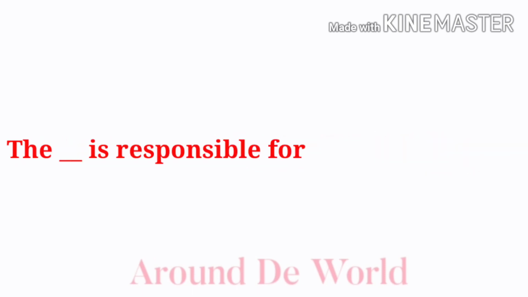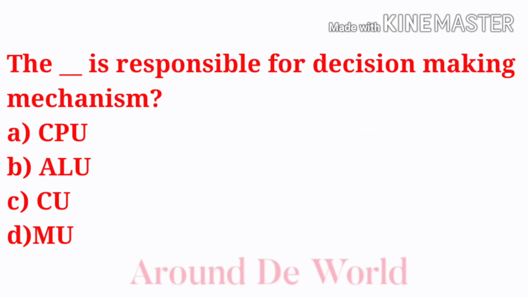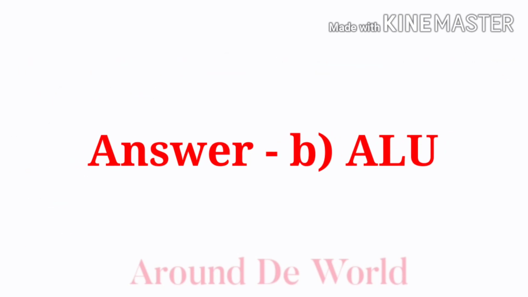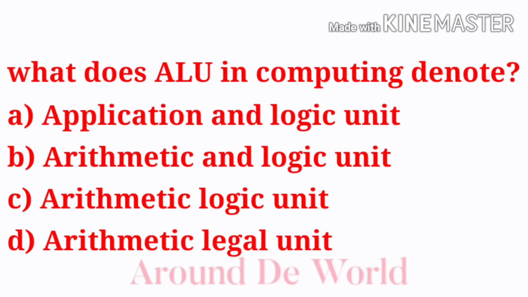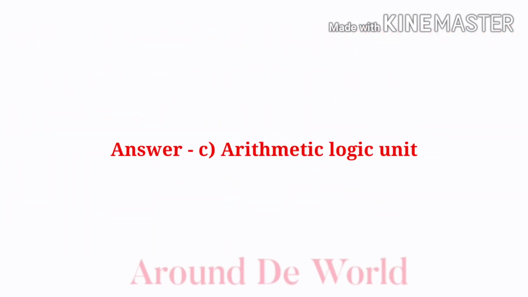CPU chip. The blank is responsible for decision making mechanism. A. CPU, B. ALU, C. CU, and D. MU. And the correct answer is option B. ALU. What does ALU in computing denote? A. Application and logic unit, B. Arithmetic and logic unit, C. Arithmetic logic unit, and D. Arithmetic legal unit. And the correct answer is option C.